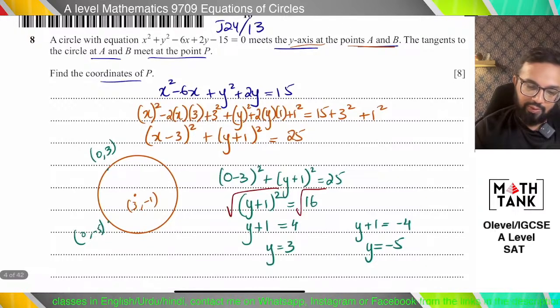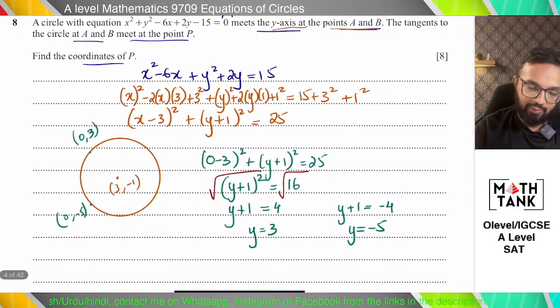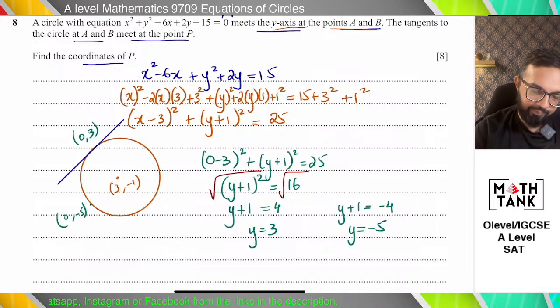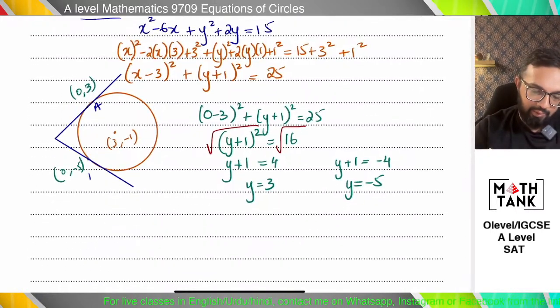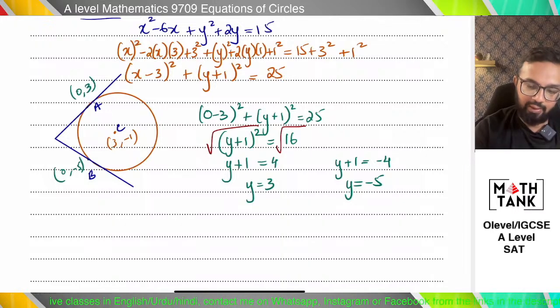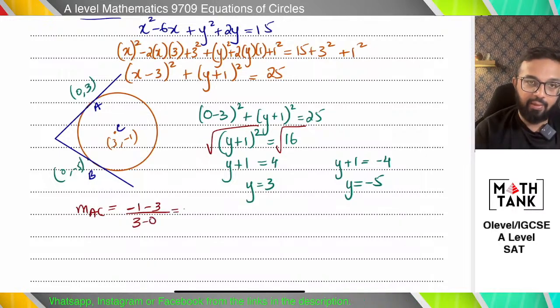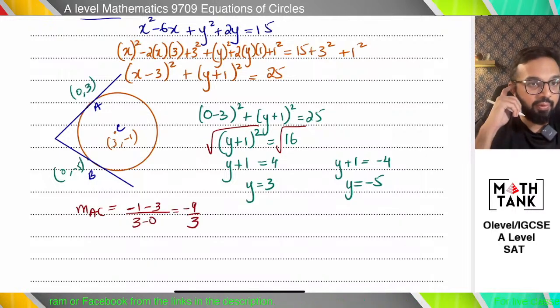The tangents at the circle at A and B, so the tangents coming from here and meeting at B. Okay, so what is the gradient of this line? Let's try to figure that out. The gradient between A and C, let's call that the center. So the gradient AC is y2 − y1 over x2 − x1. So that's −4 over 3.